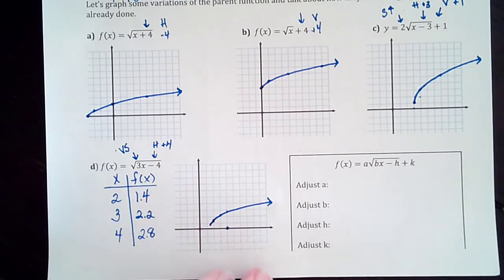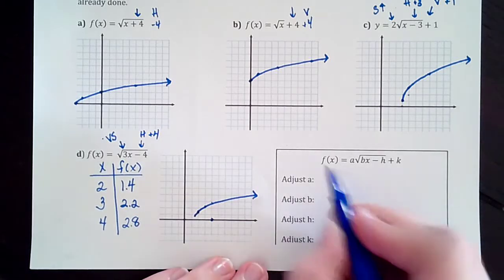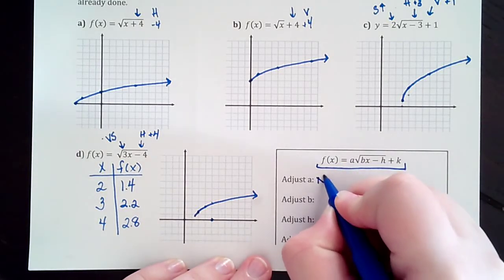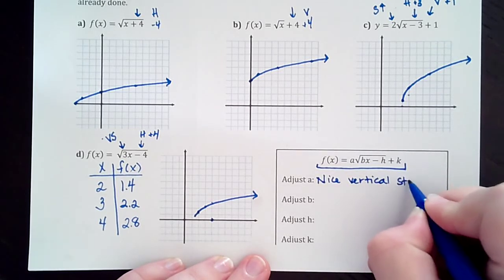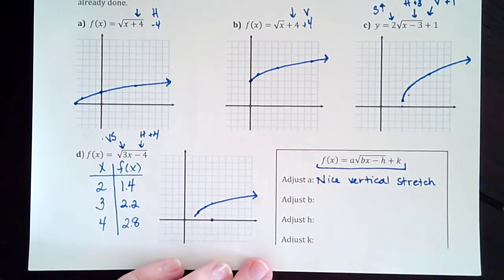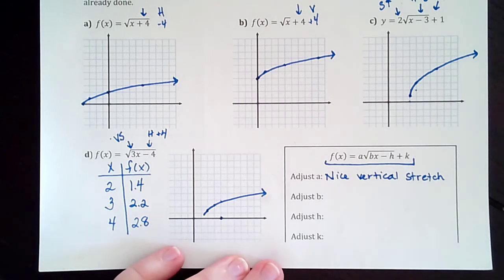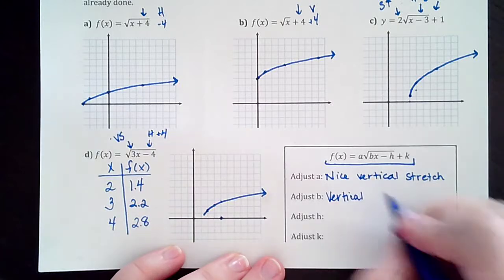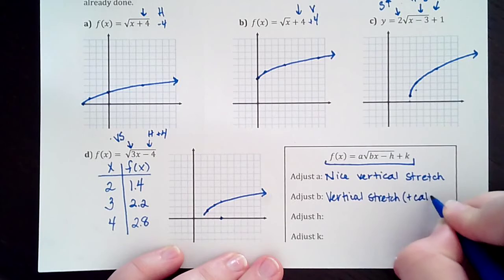All right, now I have just a quick box, I think. If you have something in a square root form like this, an adjustment to A is going to be a nice vertical stretch. It sounds like when you put your hands over your head and stretch your back out. That's a nice vertical stretch, good for the back muscles. However, when you adjust B, it's also a vertical stretch, but it's not quite as nice. So that one is a vertical stretch, and I'm going to say plus calculator.